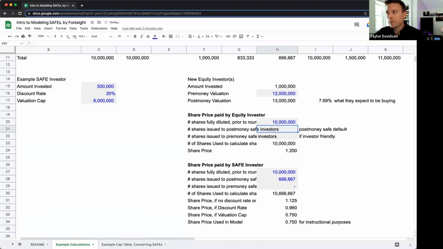So let's do a pre-money SAFE. Let's zero these out for the post-money SAFE examples.